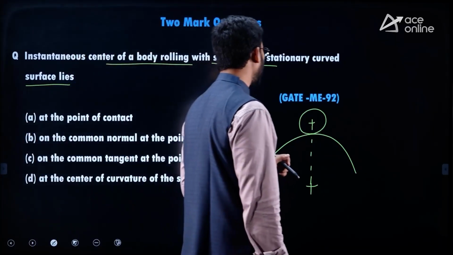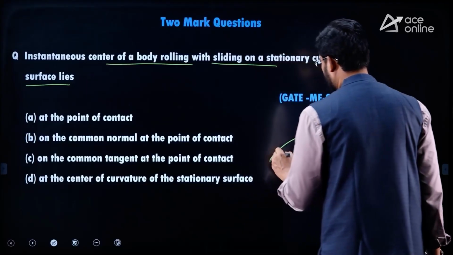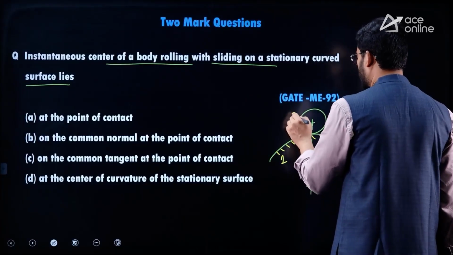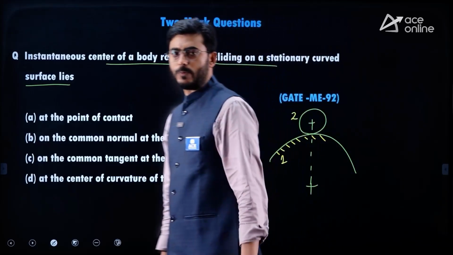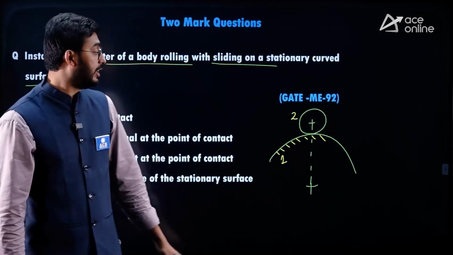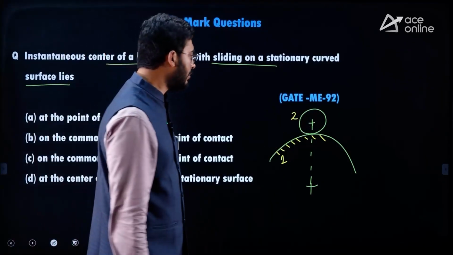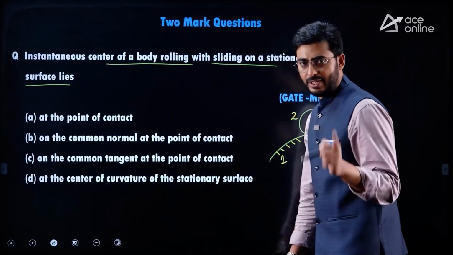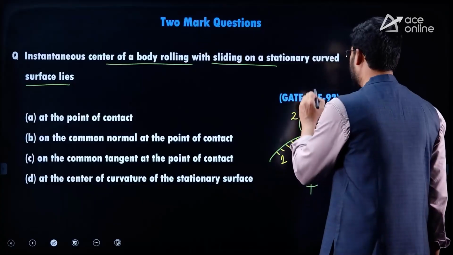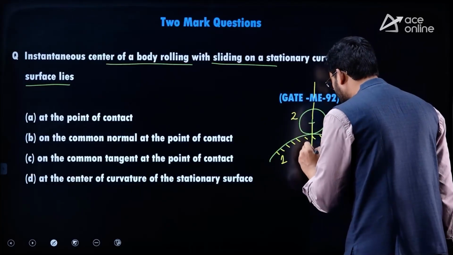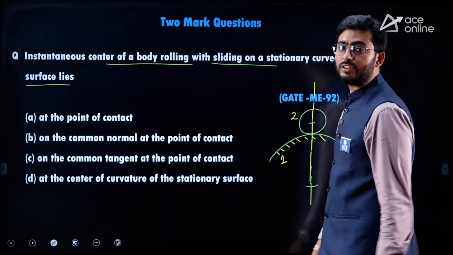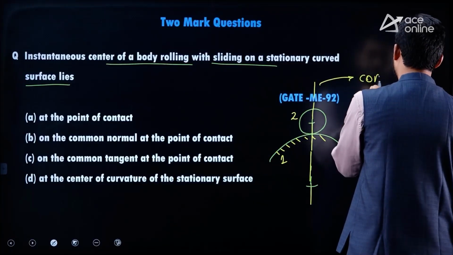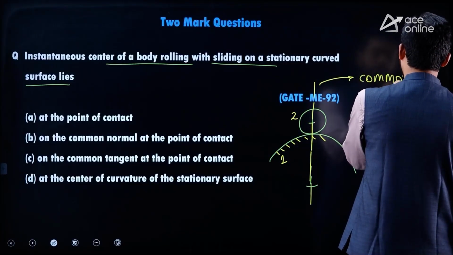So where is the I center that is going to lie? This surface is fixed. So let's call it as 1 and let's call it as 2. Between these two, we find that a higher pair is always formed. Rolling motion occurs in the higher pair. So whenever there is a higher pair formed, the I center for such case lies on the common normal. This would be the common normal.